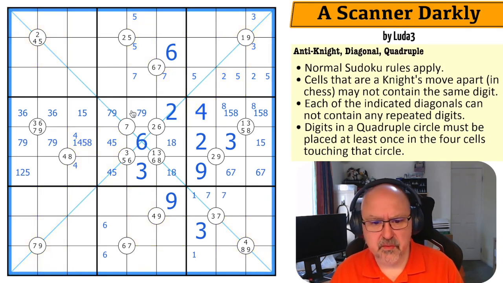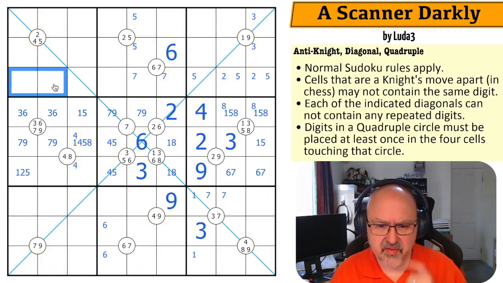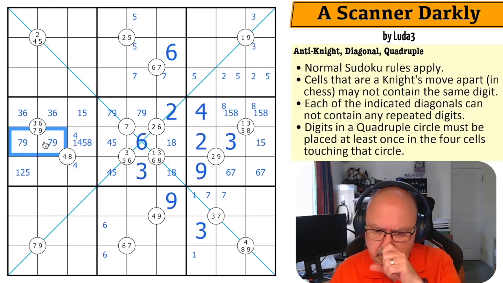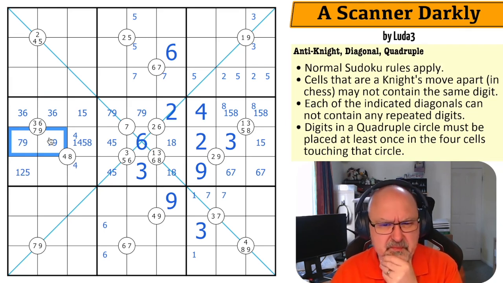So, for example, 9s. 9 can't be in those because that would break here. Is there something going on with 9s? I can't tell. I'm very stuck.